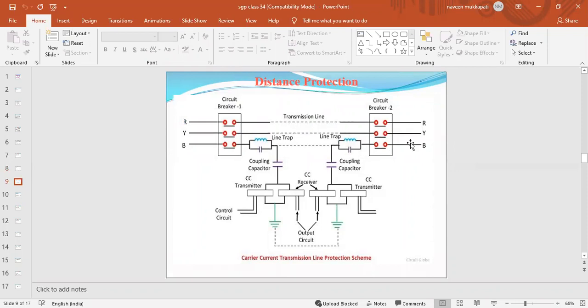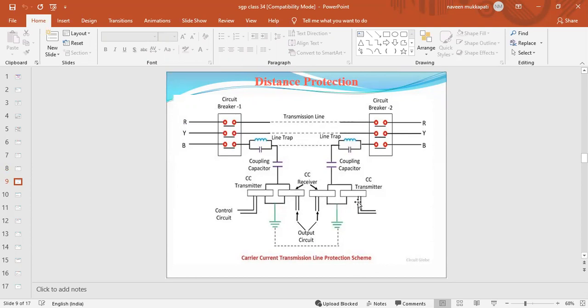This is the circuit diagram for the protection of the feeder line. This is the single phase feeder line, the transmission line. At both ends of the line we are using circuit breakers, circuit breaker 1 and circuit breaker 2. Near the circuit breakers, we are connecting the line traps and the coupling capacitors, and also we are using the transmitters and the receivers.